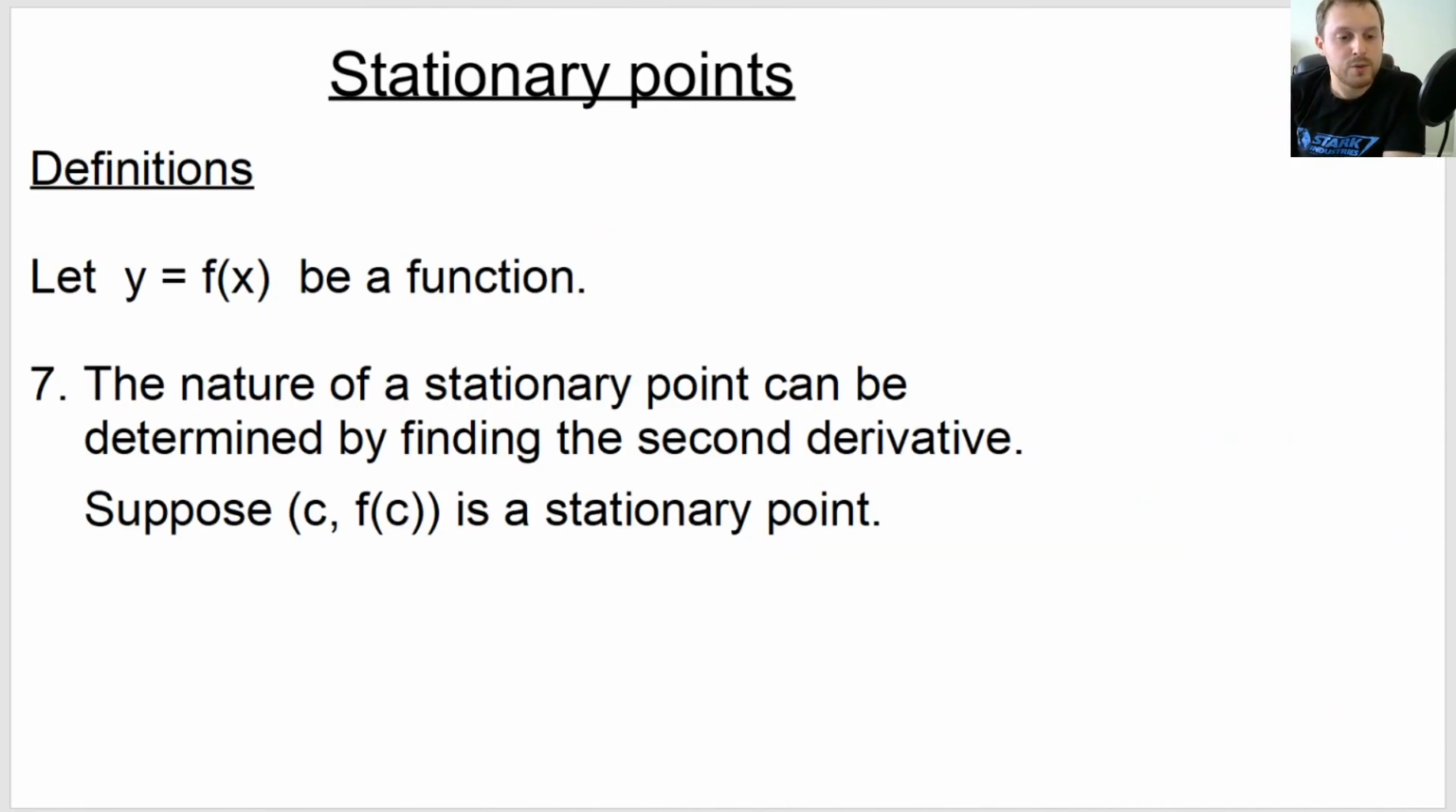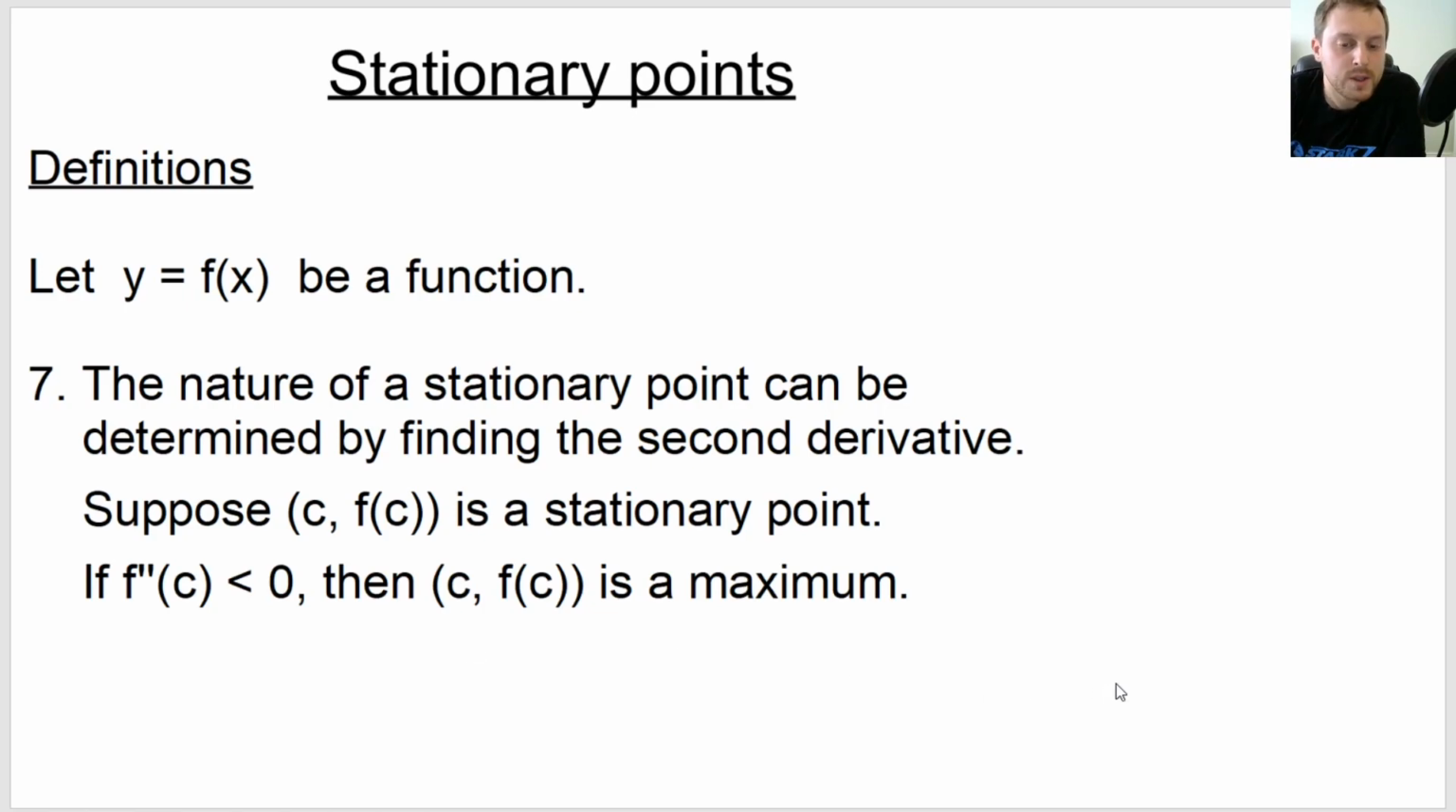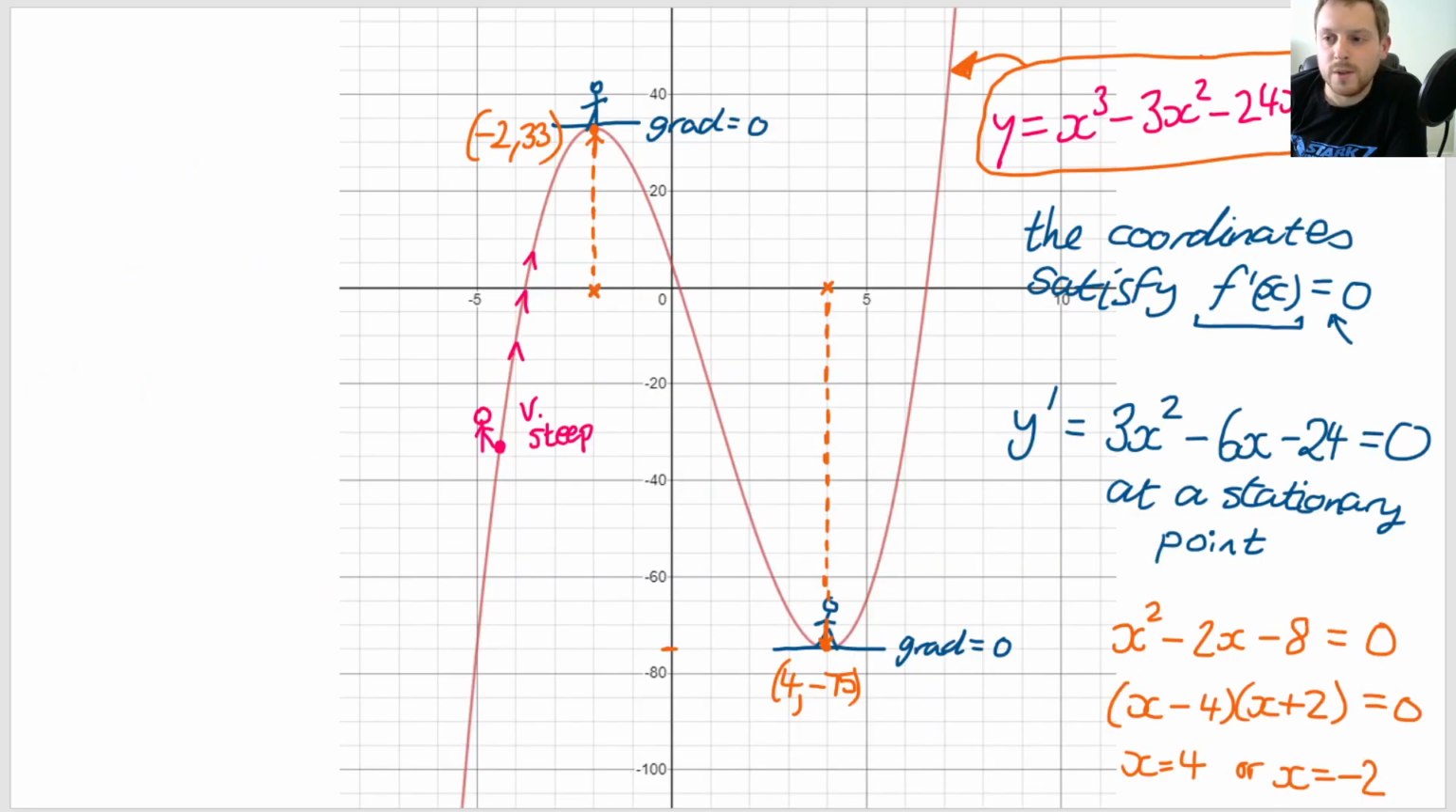So suppose we've got a stationary point. Well, what you do is you work out the second derivative and you plug the x coordinate into the second derivative. If that comes out as negative, then you've got a maximum. So that seems a little bit backwards, but it is the way round, I'm afraid. If the second derivative is negative, you've got a maximum. So we might as well try that out with our question from above.